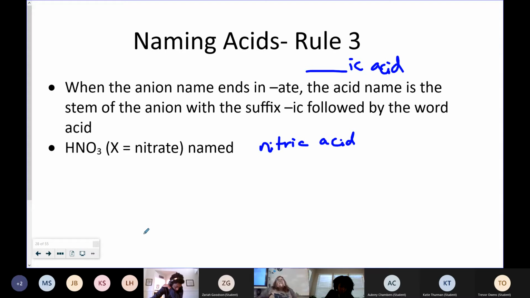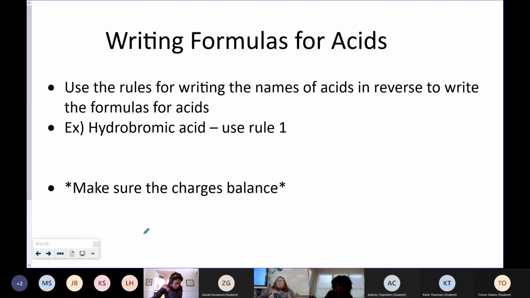And then if we are writing formulas for acids, we can use the same rules, but go the opposite direction. So look and see if it has a prefix or what ending it has to figure out what anion it would be. And these are just like ionic compounds where you have to balance those charges out. So let's look at going the opposite direction. Whenever we're writing formulas for acids, we're using the same set of rules in reverse to let us know which ending we have. And then we're going to crisscross our charges to write the formulas.